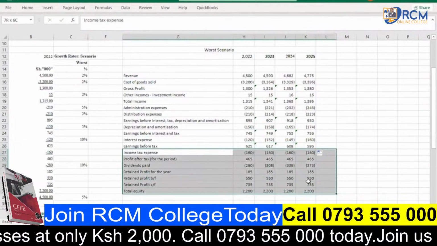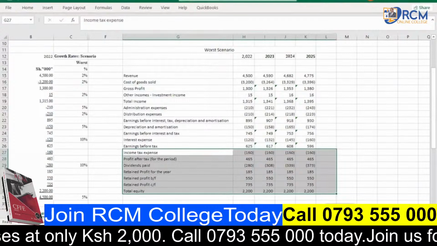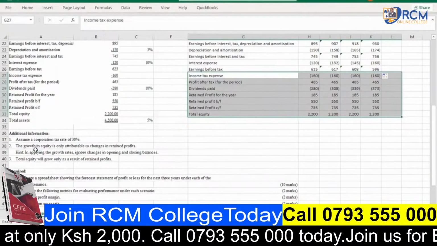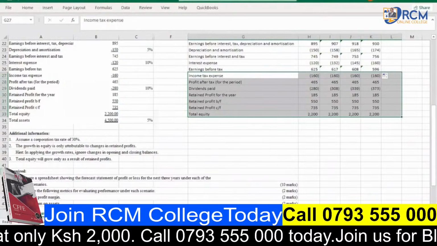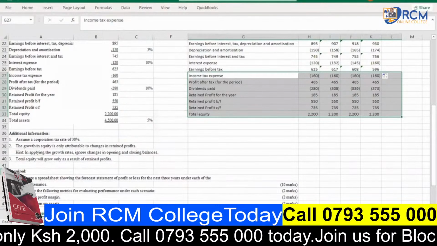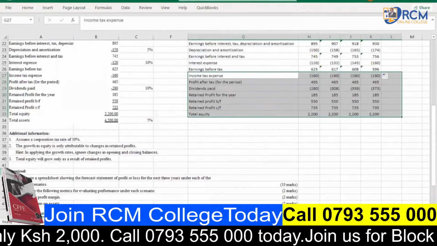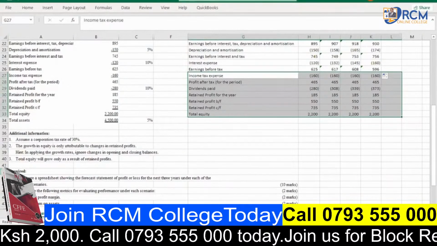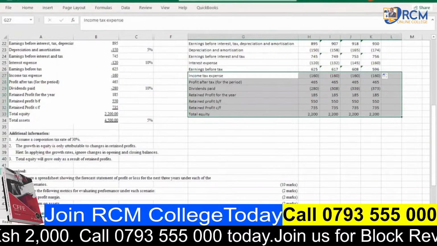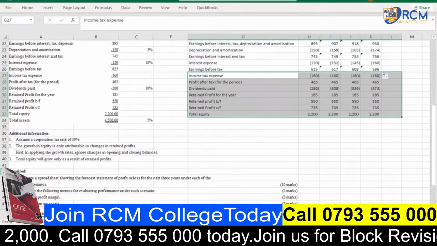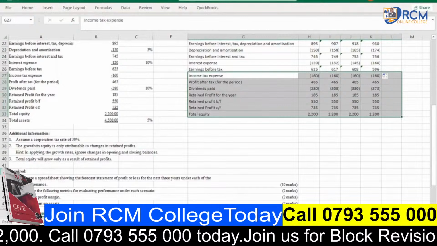Then this side here, the examiner adds some instructions, which we need also to look at. So assume corporate tax is 30% of the earnings before taxes. The growth in equity is only attributed to changes in retained profits. The equity will grow only as a result of the retained profit. So that one is well taken care of.